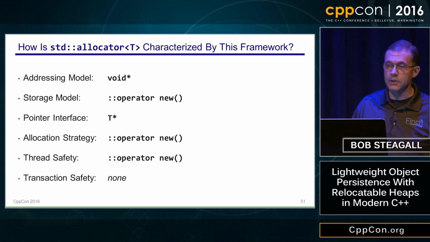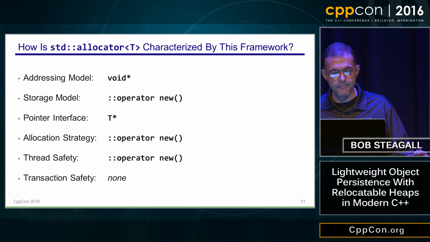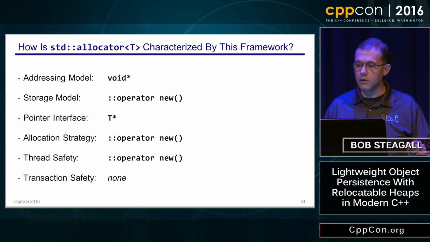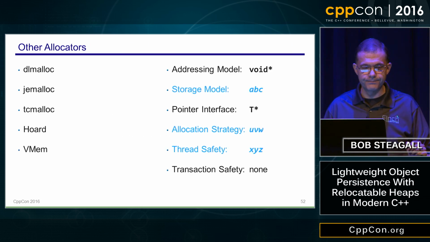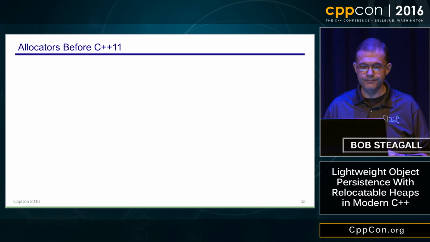Likewise, thread safety is implemented by global operator new, and it is whatever your implementation says it is. Finally, as far as transaction safety goes, there is none. And these are all exactly what you would expect. It's worth noting that from the perspective of this talk, the major differences among common allocators is in the way they implement the storage model, allocation strategy, and thread safety concepts in order to improve performance, or at least in the way that they desire to improve performance.